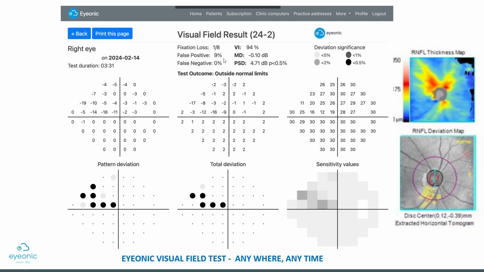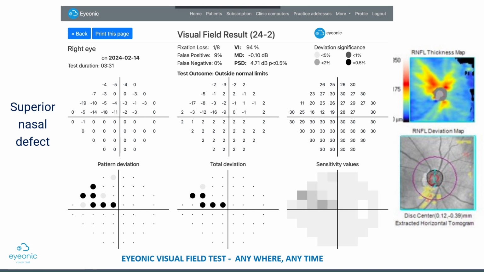If any of these proportions were high, there would be a pop-up here saying test results are unreliable. That doesn't mean you should throw out the test. Often you can get some meaningful output from a test that's been labeled unreliable, but it just means that the reliability criteria are not as high as we like. And finally, we perform an overall statistic of the tests, looking at the differences between top and bottom. And if there are differences, the test will show outside normal limits, while if it's a normal test, it will say normal. So this person has a superior defect in the nasal area.